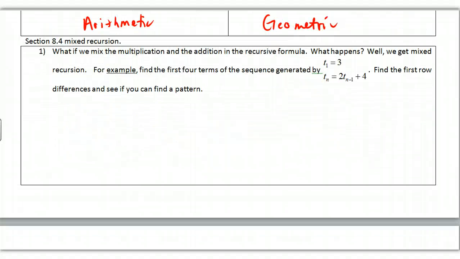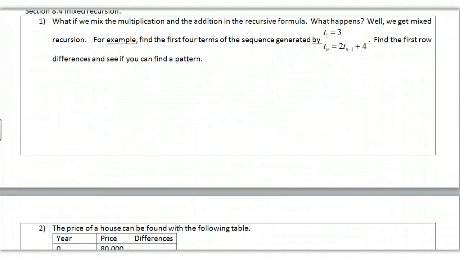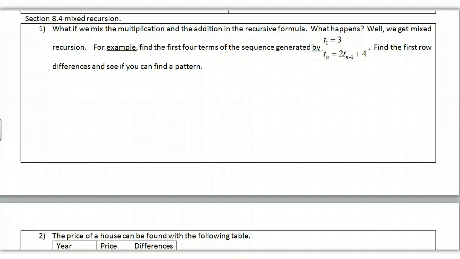Okay, then if we move on to 8.4, this is mixed recursion. Mixed recursion is using both forms, multiplication and addition. So if I look at my recursive formula here, here's a product and here's a sum. So it's putting both of those into my recursive formula. When writing these out, I get 3. Then if I take the 3 and plug it in here, it's 2 times 3, which is 6, plus 4, which is my 10. Then I plug in the 10, and I get 20 plus 4, which is 24.